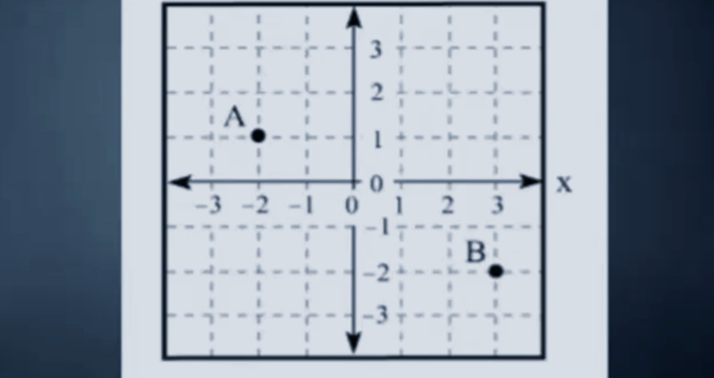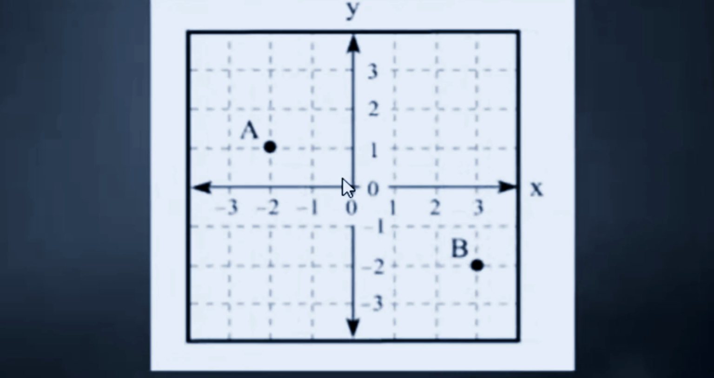And then we need to find point B, which is located at 3, -2. So again, we're going to start with the x-axis first, and we're going to count 3 spaces to the right on the x-axis. Since it's positive, we're moving to the right. And then the coordinate for y is -2, so we're going to move 2 spaces down. And so we've located our coordinate, if you will, at 3, -2.